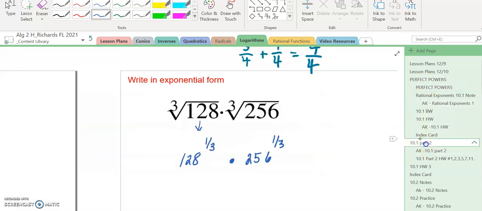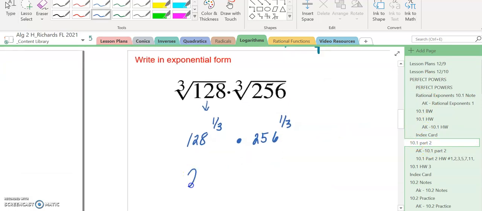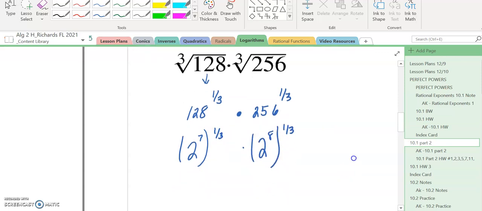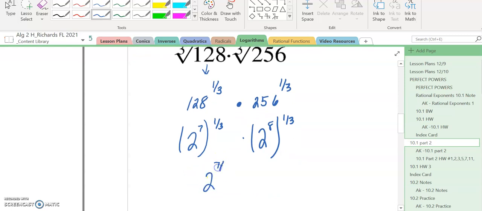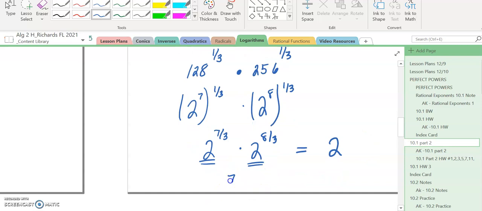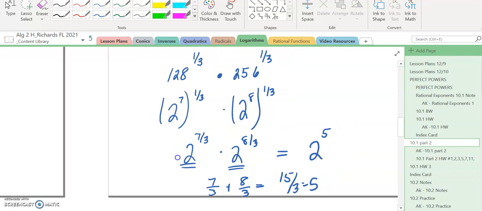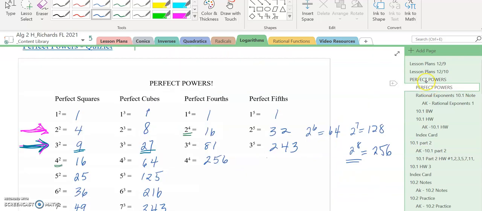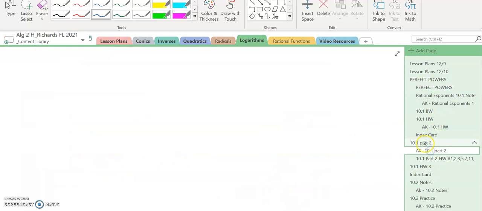So when I get here, I do realize that it's 2 to the 7 raised to the 1/3 and 2 to the 8 raised to the 1/3. So now I have 2 to the 7/3 times 2 to the 8/3. When the bases are the same, they stay, and it's 7/3 plus 8/3, 15/3, which is 5. Please note that's an exponent. So 2 to the 5th, and that you can go back to your card with, and 2 to the 5th is 32.